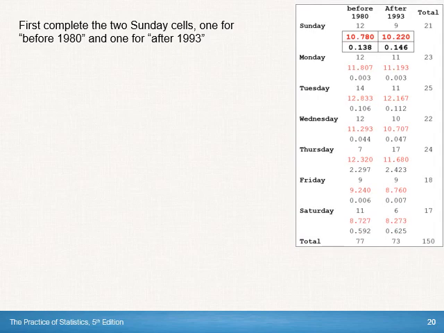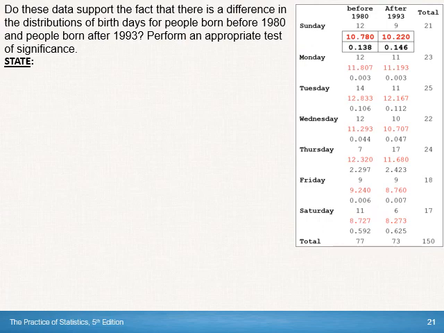Okay, so we have the expected and contributions for those two cells. Now let's work on our four-step process. They're asking us to perform an appropriate test of significance. Essentially, are the distributions the same for before and after planned C-sections were prevalent? So here's the state. Come up with your null hypotheses.